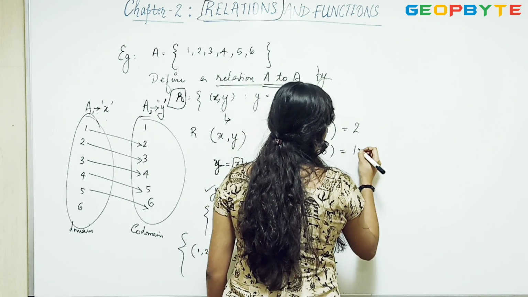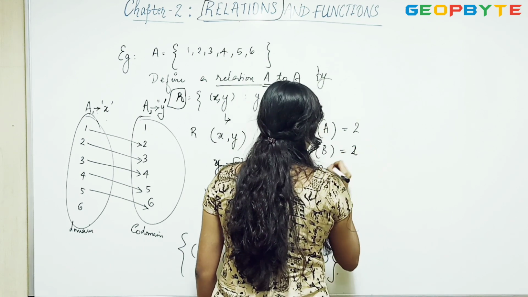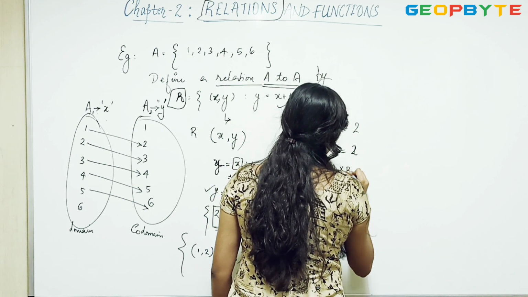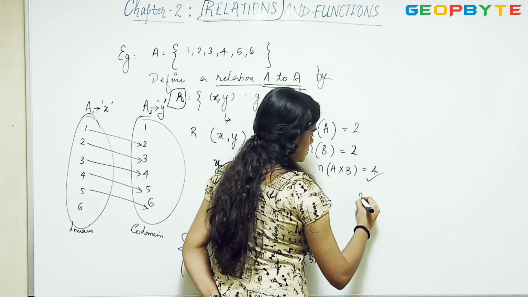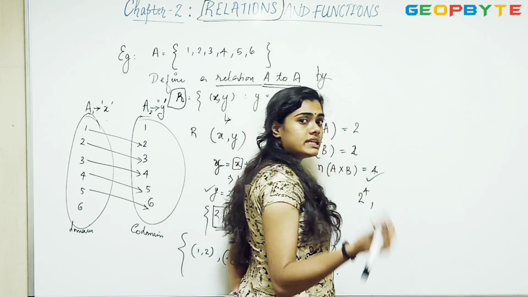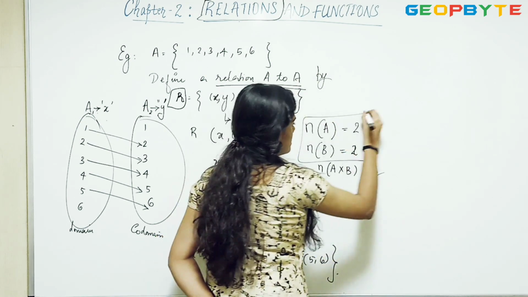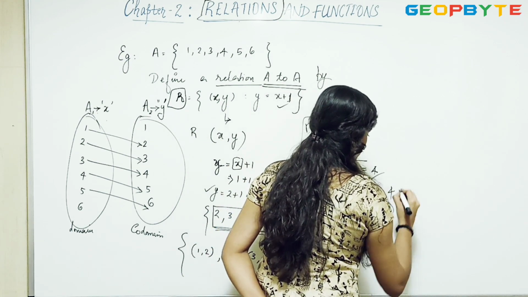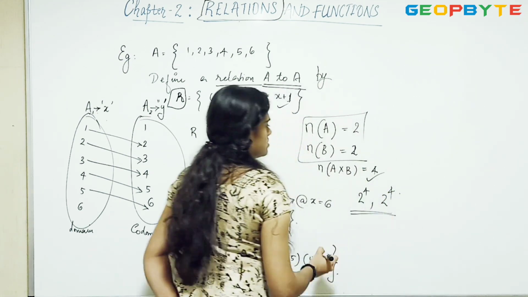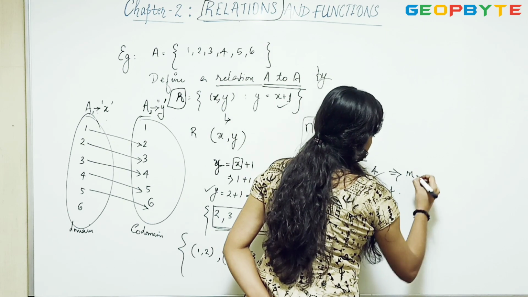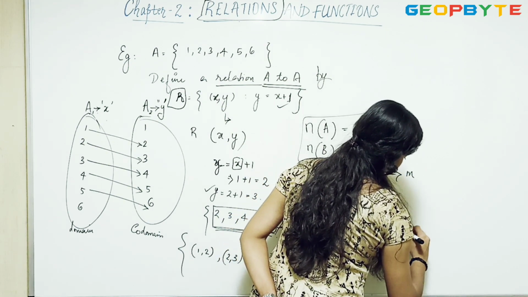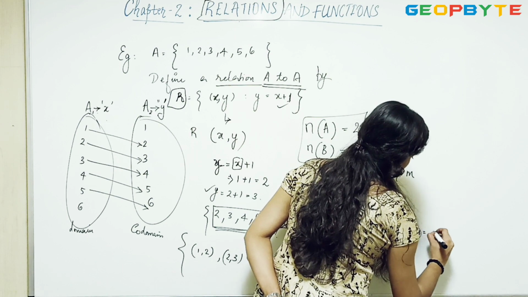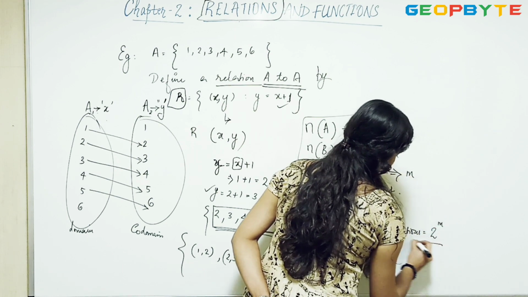Now, if the number of elements in set A is 2 and the number of elements in set B is 2, then what is A cross B? It is 4. Then how many subsets do I have? It is 2 raised to 4. And how many relations can I make with this? That is also 2 raised to 4. So if this is m, the number of relations is equal to 2 raised to n.